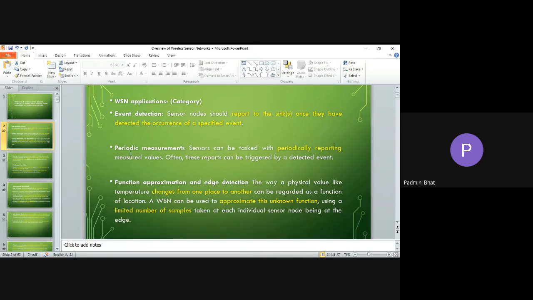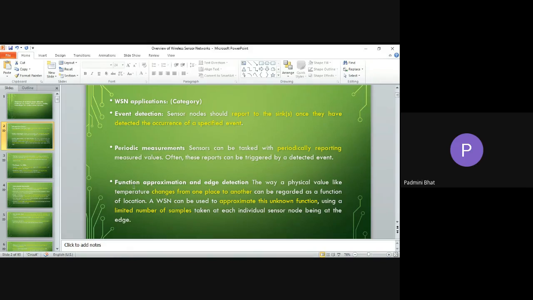Next, some applications can be like periodic measurements. It can be programmed with periodically reporting measured values, maybe every 1 hour or 1 minute, or per day, once in a day. Once after each hour, the values it has detected have to be sent to the sink. These reports can also be triggered by a detected event.